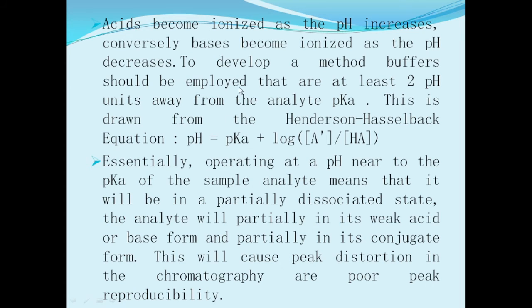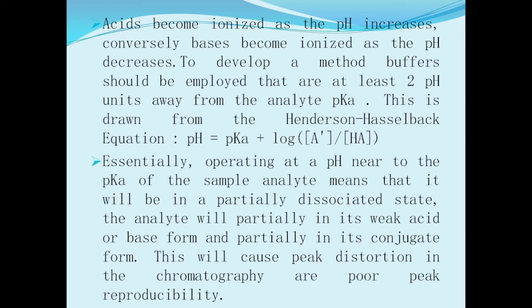in a partially dissociated state. The analyte will be partially in its weak acid or base form and partially in its conjugate form. This will cause peak distortion in the chromatography or poor peak reproducibility. Operating with a mobile phase at least 2 pH units away from the analyte pKa ensures that in excess of 99% of the sample will be in a single state.